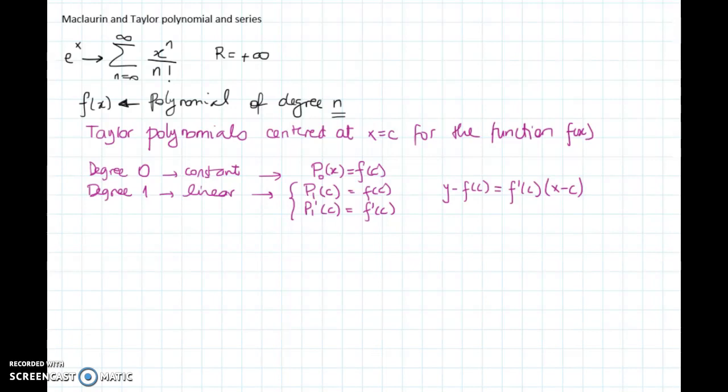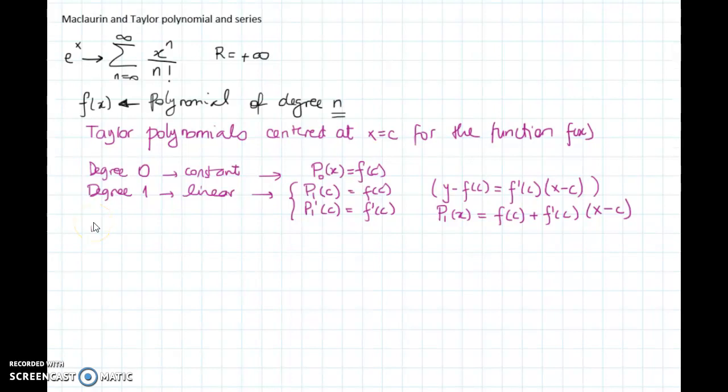This will be the point slope form of the tangent line. But if we write our polynomial of degree 1 as a function of x as the function at c plus the derivative of the function at c multiplied by x minus c, this polynomial satisfies the two properties that we want. If we evaluate at c, the result is f of c, and if we evaluate the derivative at c, the result is the derivative of the function at c. So this is the polynomial we are looking for, and it's actually the formula for the tangent line at the point.